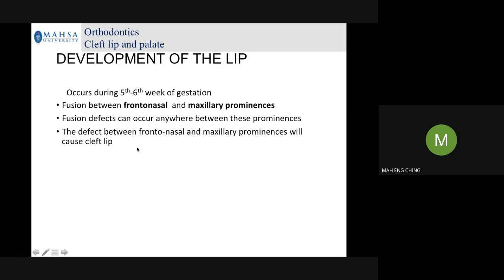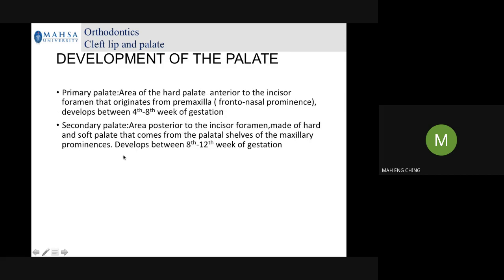The defect between the frontal nasal and the maxillary prominence will cause the cleft lip. The primary palate is the area of the hard palate anterior to the incisive foramen. The incisive foramen determines the primary palate and the secondary palate. They originate from the premaxilla. In front of the foramen, we consider premaxilla. Posterior to the foramen, we consider the hard palate. It develops between the 4th and 8th weeks of gestation.